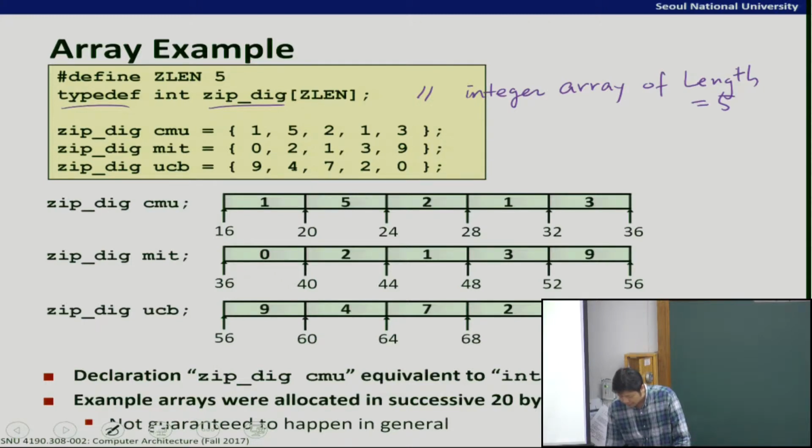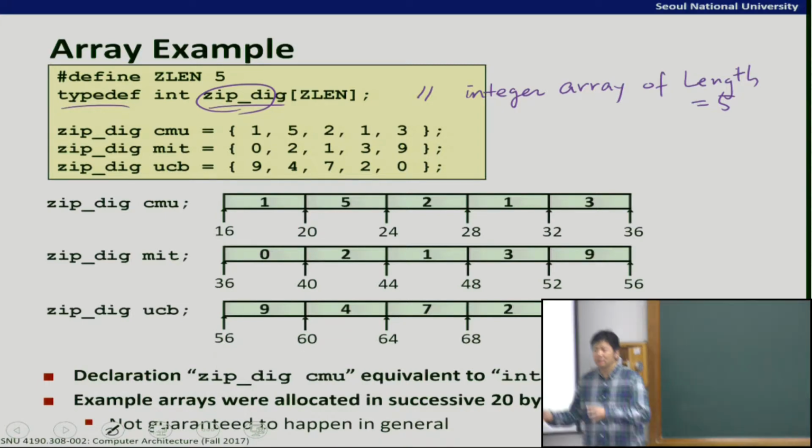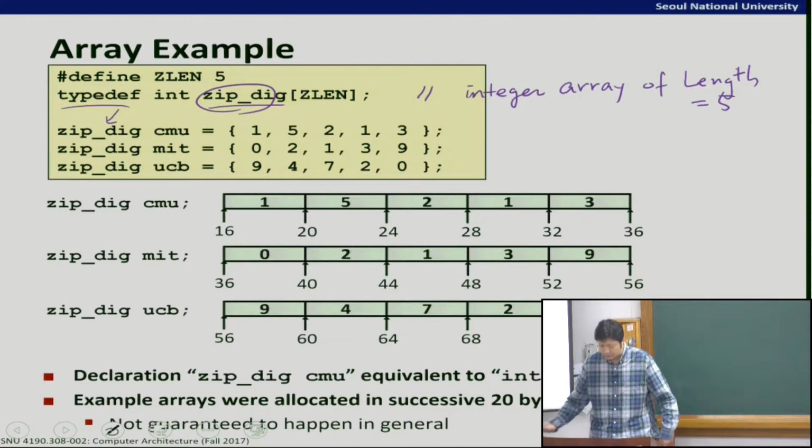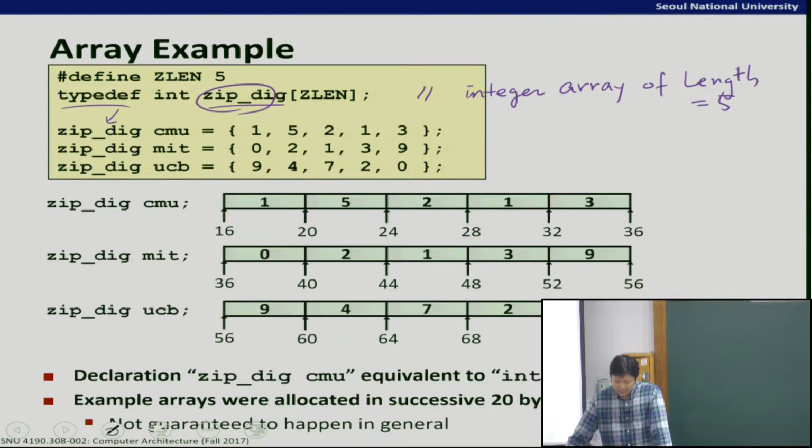Okay, so there we define a new type called zipdig, and zipdig is nothing but an integer array whose length is 5. That's the way we can define a new array type. And from now on, we can use the new type called zipdig. Zipdig CMU has 5 integers: 1, 5, 2, 1, 3. Zipdig MIT has 5 integers: 0, 2, 1, 3, 9, and zipdig UCB: 9, 4, 7, 2, 0.